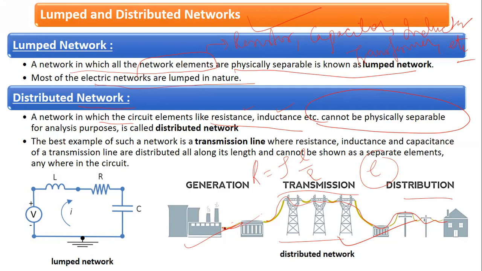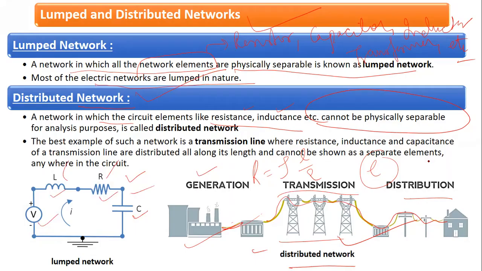So it is not physically separable. So all such things come under the category of distributed network. So like there are two circuit diagrams, this one and this one. In this you have an inductor connected, resistor connected, capacitor connected, a voltage source connected, so you can separate them. But here in this transmission line you cannot separate any inductor, capacitor or the like. Okay.